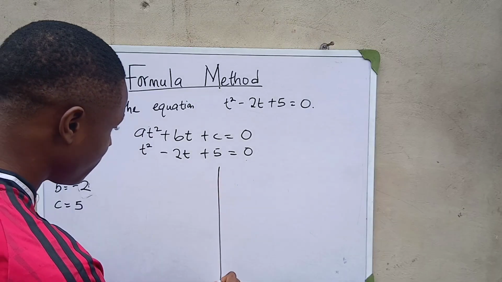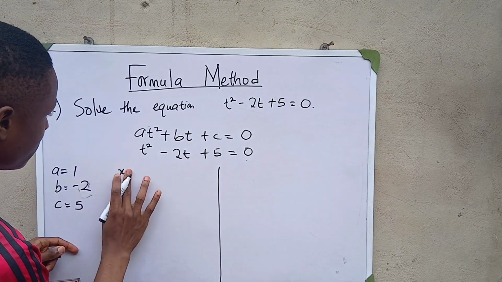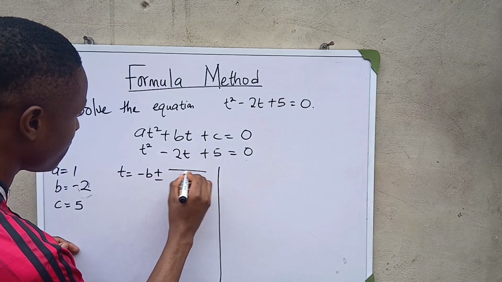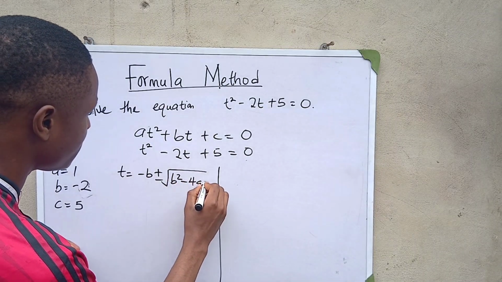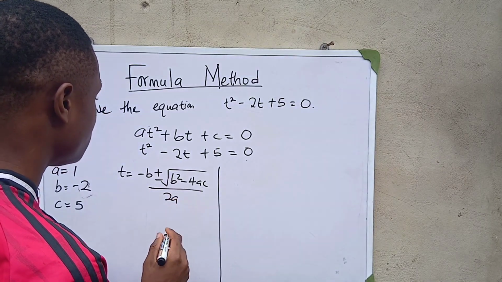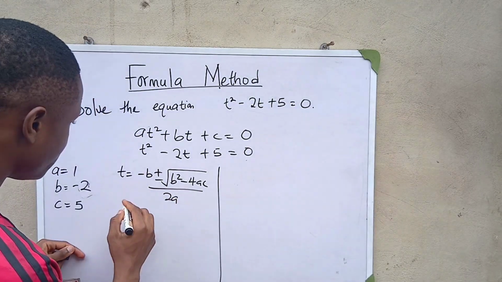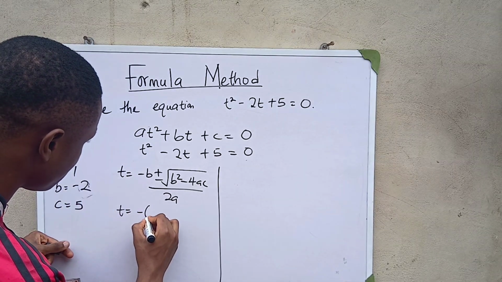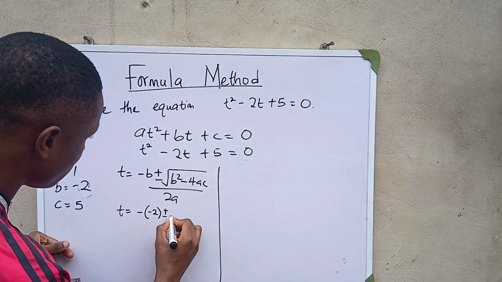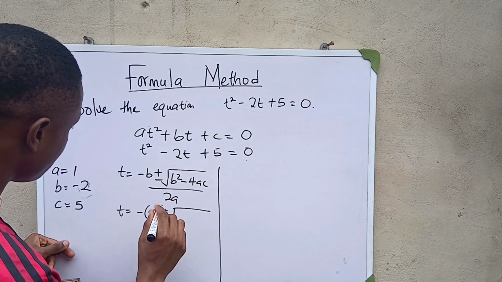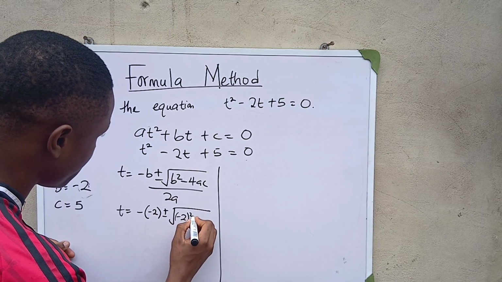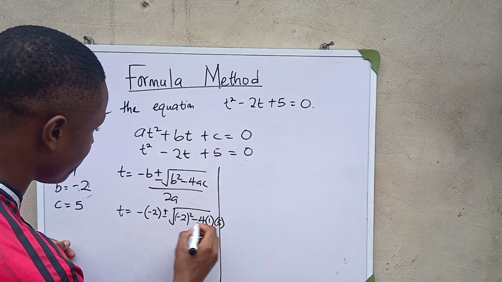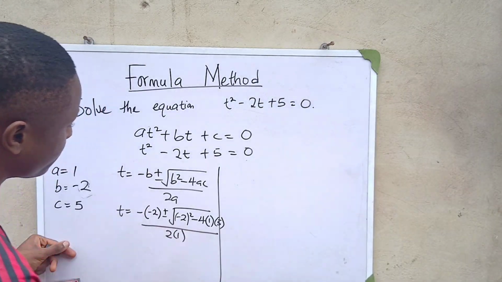So our general formula is x. Okay, now we are using t. So t is equal to minus b plus or minus square root of b square minus 4ac all over 2a. So this is the general formula. So therefore, t is equal to, what is b? Minus 2. So we have minus 2 plus or minus square root of b, which is minus 2, so minus 2 all squared minus 4 into a is 1 times 5 all over 2 times 1.